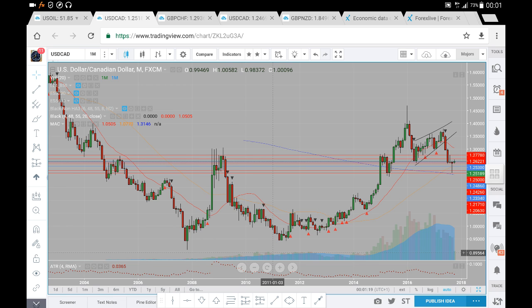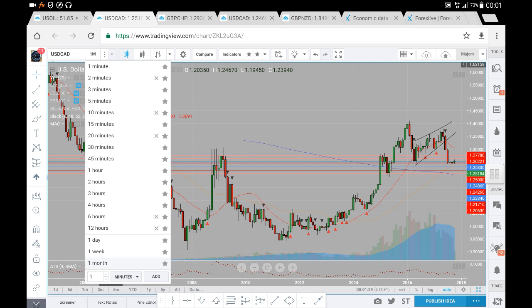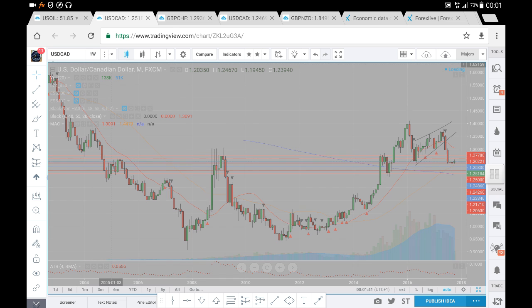So let's just have a look. Currently on the monthly chart, the trend was to the downside, but as we have retraced quite heavily and appear to be going to some consolidation, it might be best to take a neutral stance. So let's just have a look at the weekly chart.